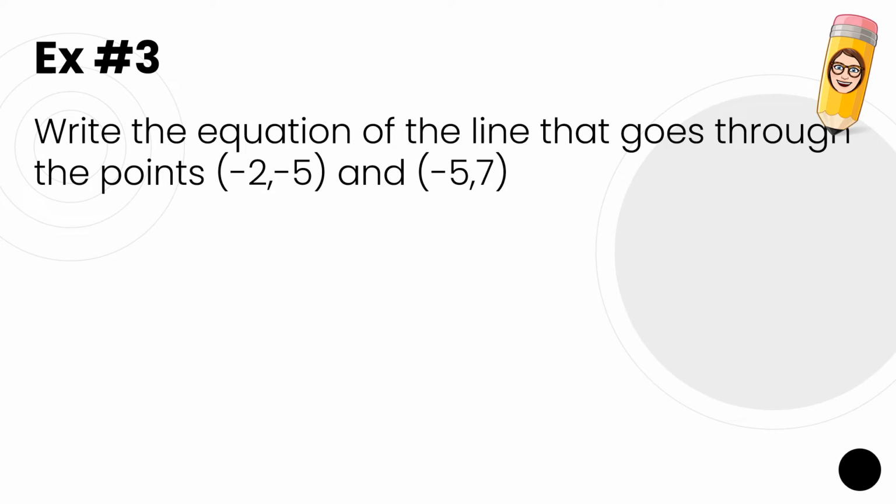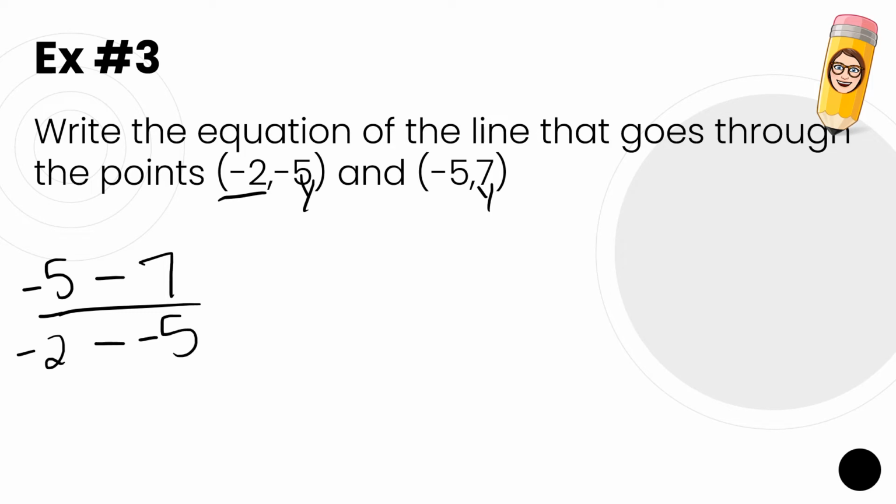Let's try another one. Let's set up our formula: y difference over x difference. I have y values of negative 5 and 7. I have x values of negative 2 and negative 5. Ooh, we got some special work here to do.